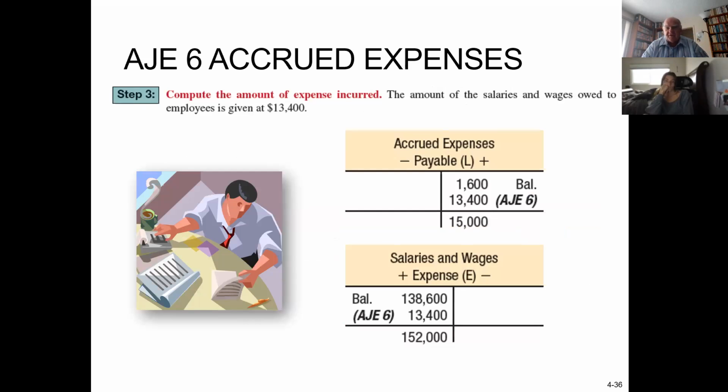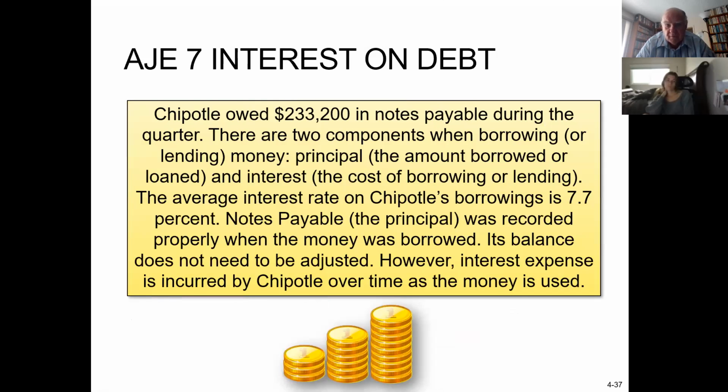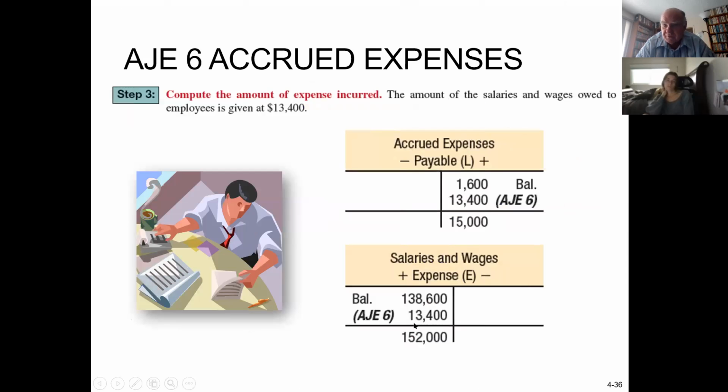And again, they're giving us a nice look at the general ledger. We debit the expense, and now we've got the correct amount of salaries and wages. This 138,600 represents salaries that they have already recorded and paid to their employees. The only thing they needed to accrue was the unpaid portion, the $13,400. They had a balance to begin with of 1,600, and they just increased it by 13,400.